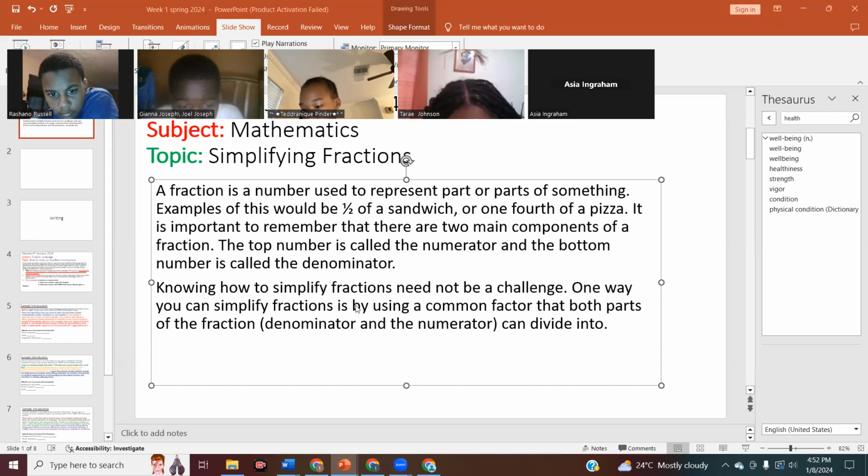the numerator and... No. Listen to me, Ture. Denominator, not numerator. Denominator. Let's go.